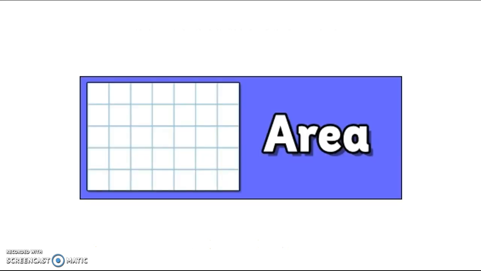Let's talk about area now. Area is, unlike perimeter where we measure around, area measures the space inside. And in this case, when we're talking about area, we're talking about how many square units fit inside of something. So that's going to change our units to units squared. And we'll talk about that in a second.